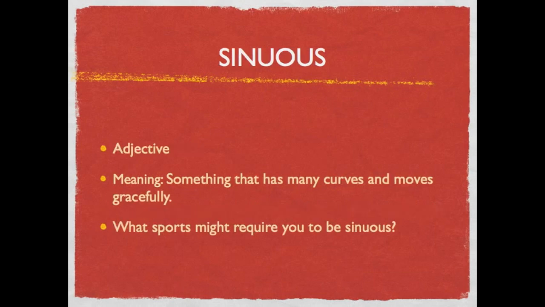Next, we have the word sinuous, which has an O-U-S ending, telling us that it's an adjective or describing word in a sentence. Sinuous means something that has many curves and moves gracefully. If I were going to use the word sinuous in a sentence, I could say, a path that is sinuous would be full of bends and curves. What sports might require you to be sinuous? Think about it and write your answer on your vocab sheet.